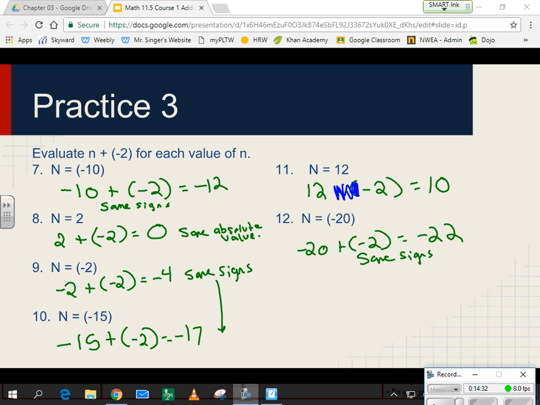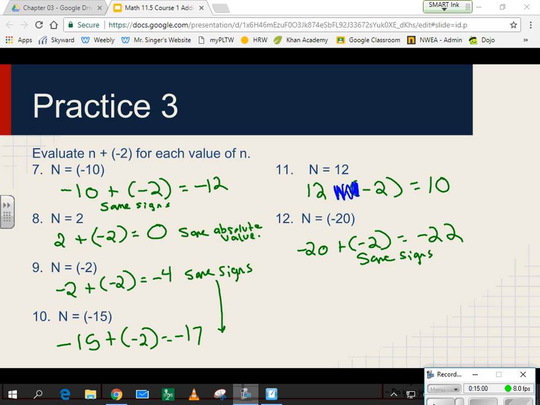Number 7 was -12. They're both the same signs. They're both negative, so you just keep adding. For 8, we had a 2 and a -2. They had the same absolute value, and they were opposites of each other, so they met at 0. For 9, you had -2 and -2. Yes, they have the same absolute value, but both are negative, so same signs rule comes into place here. Same for 10. Both had the same signs, so we had to make it -17.